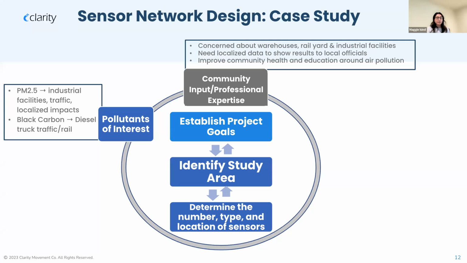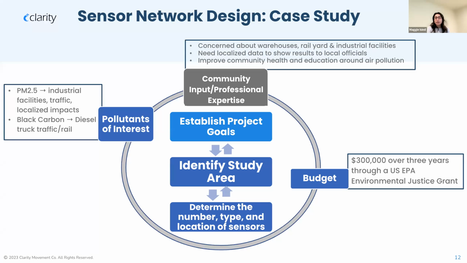To get started with this project, the first step that we did was to identify the pollutants of interest. Because the community is interested in transportation primarily and some industrial facilities, we came to the conclusion that PM 2.5 and black carbon would be the most optimal pollutants for them to measure. Because black carbon is typically more expensive than monitoring PM 2.5, we then had to understand their budget. They were working with a $300,000 US EPA grant over 3 years, but had explicitly told us that only half of that money could be used for monitoring.